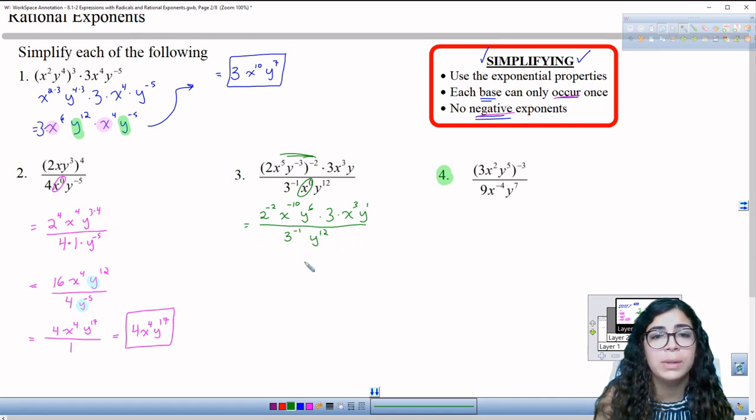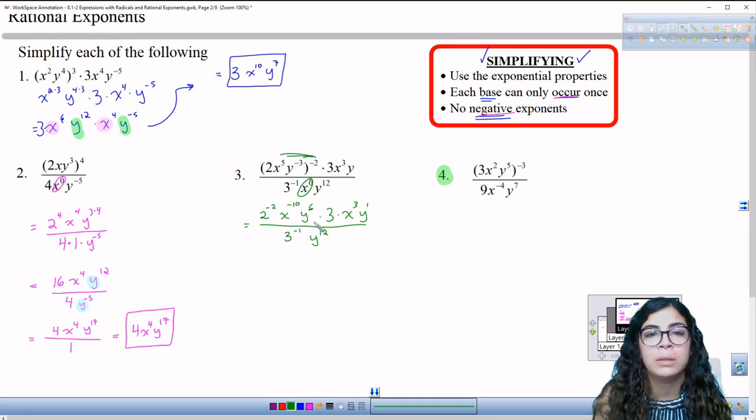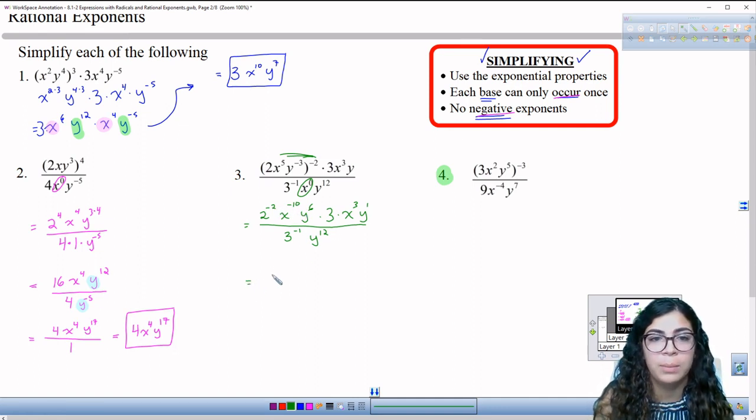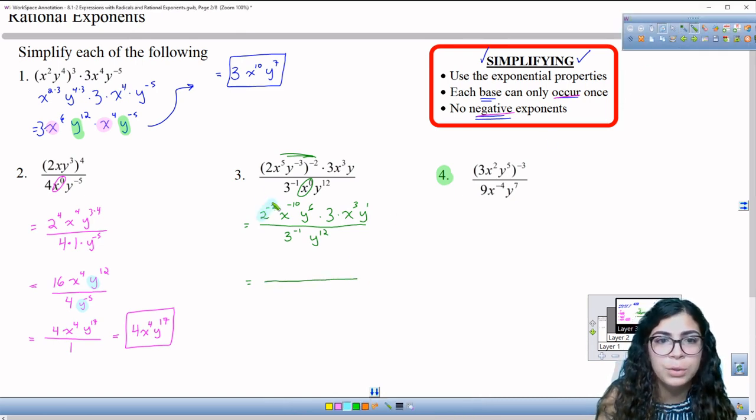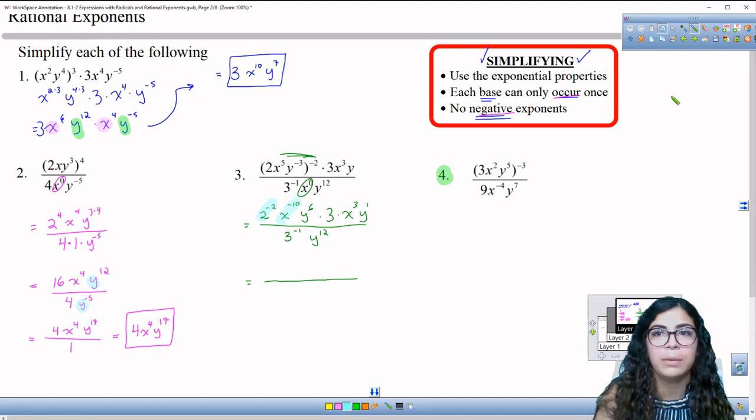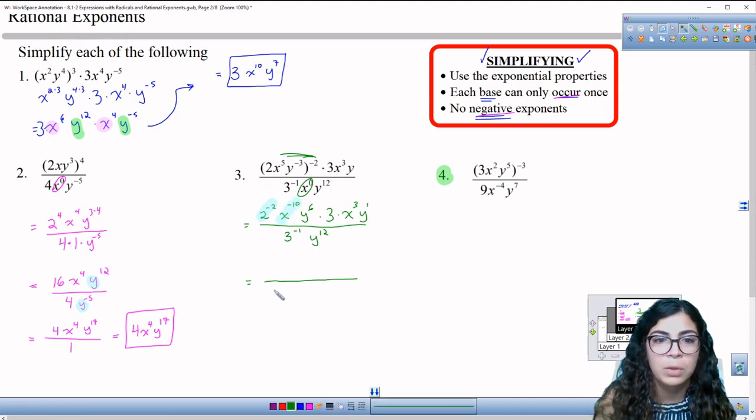What I'm actually going to do in this case, and this is something that I could have even done here, is I'm going to move all of the things that have a negative power to the opposite side, okay? And that's going to help me simplify this a little bit further. So I'm going to bring 2 to the power negative 2, x to the power of 10 to the bottom. So 2 to the positive power of 2, x to the positive power of 10.